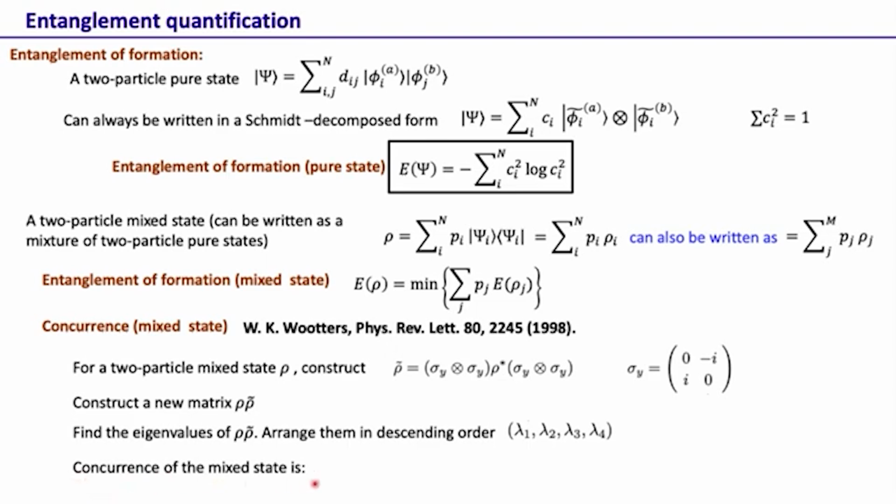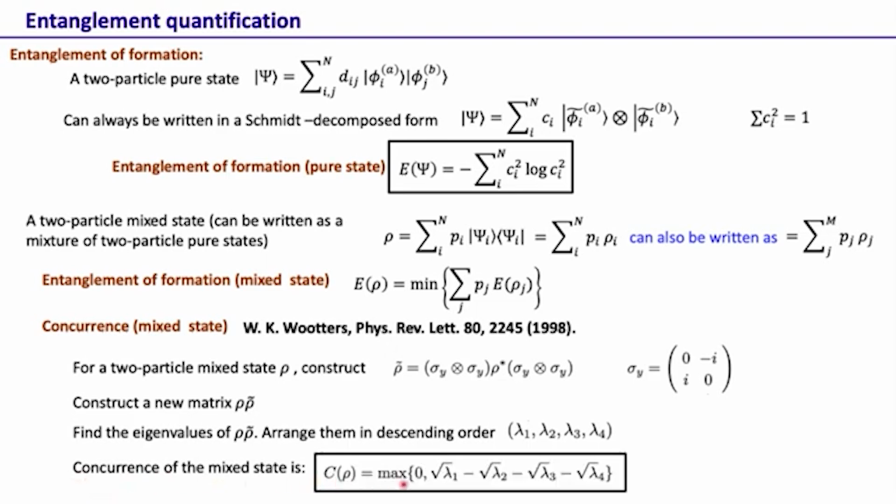The concurrence of the mixed state is then defined as the maximum of 0 and square root lambda 1 minus square root lambda 2 minus square root lambda 3 minus square root lambda 4. So it is either this quantity or 0, whichever is the maximum. The concurrence cannot, of course, be less than 0. This is just a new term defined, but the concurrence here has a direct relation with the entanglement of formation.